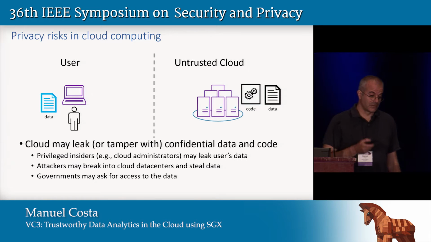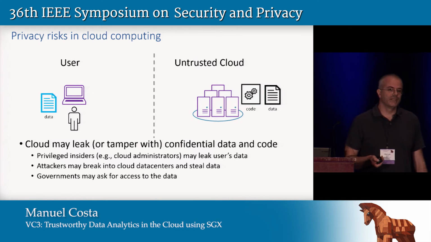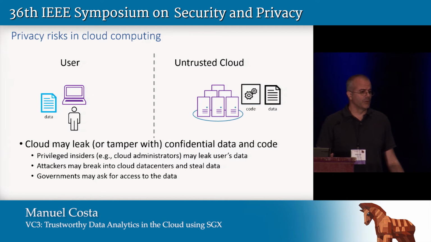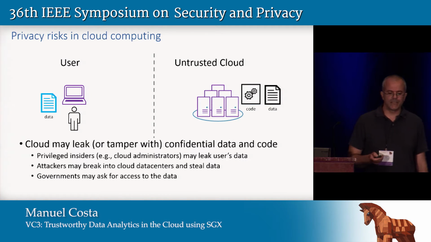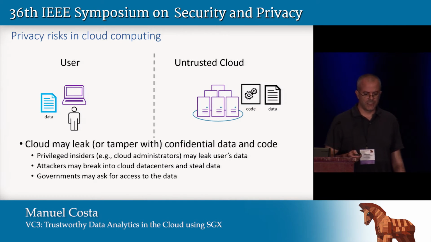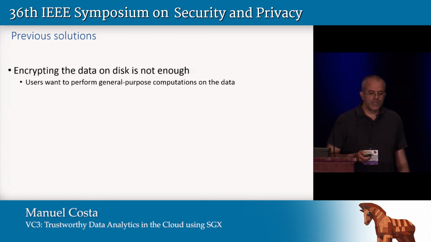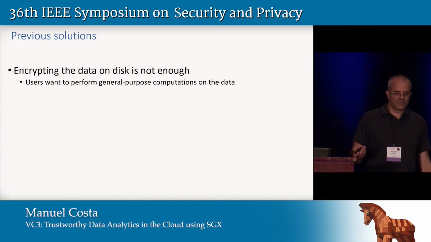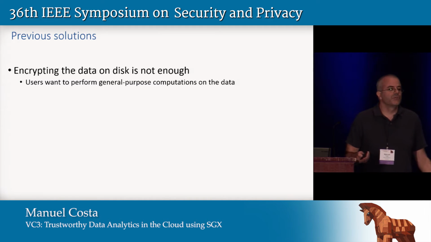Well, lots of things. The cloud may leak confidential data and code. It may tamper with the code and the data. For instance, privileged cloud operators may leak the data. Intruders in the data centers may also leak the data, and we know that governments may ask for access to the data. So encrypting data on disk is obviously not enough for this because users want to perform general purpose computations on the data.